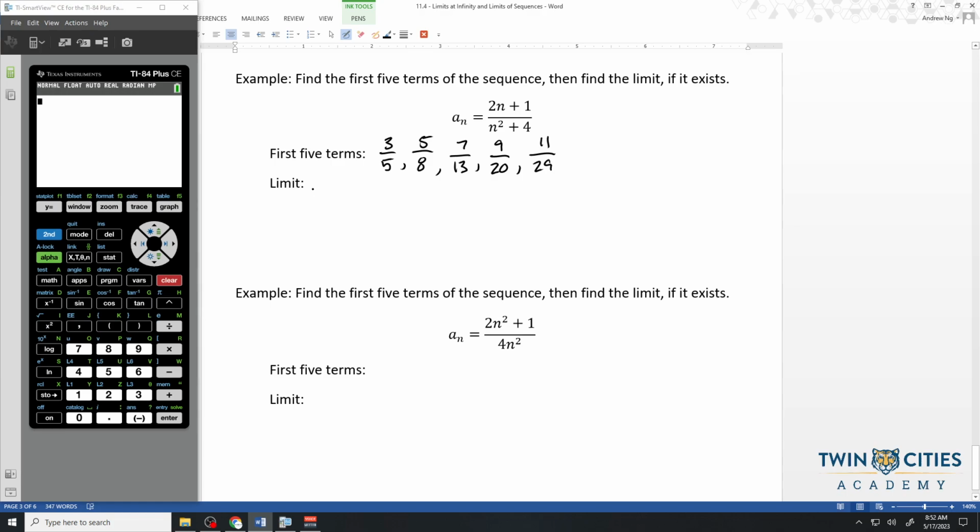All right, so let's find the limit then. I could do the same thing where I look at the powers. The numerator is less than the denominator, n to the first power, n to the second power. So when the numerator is less than the denominator, the whole limit goes to 0. So I would say the limit as n approaches infinity of 2n plus 1 over n squared plus 4 is 0. These fractions would get smaller and smaller and smaller.